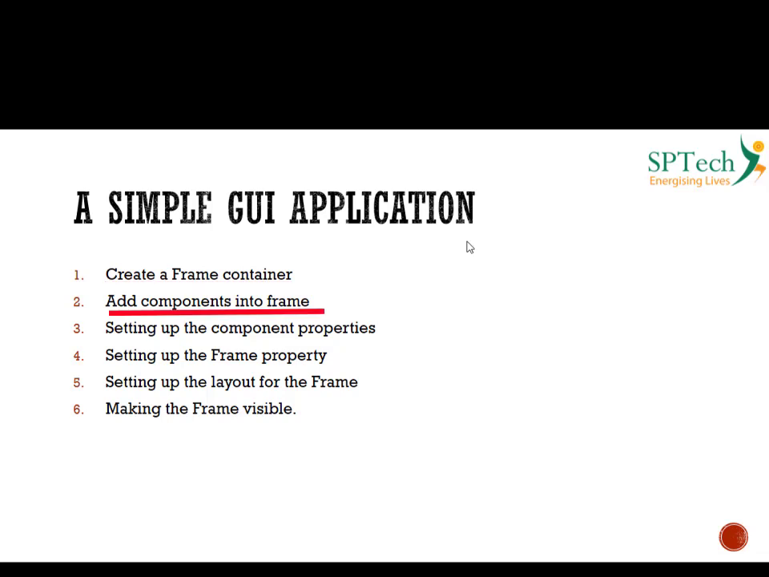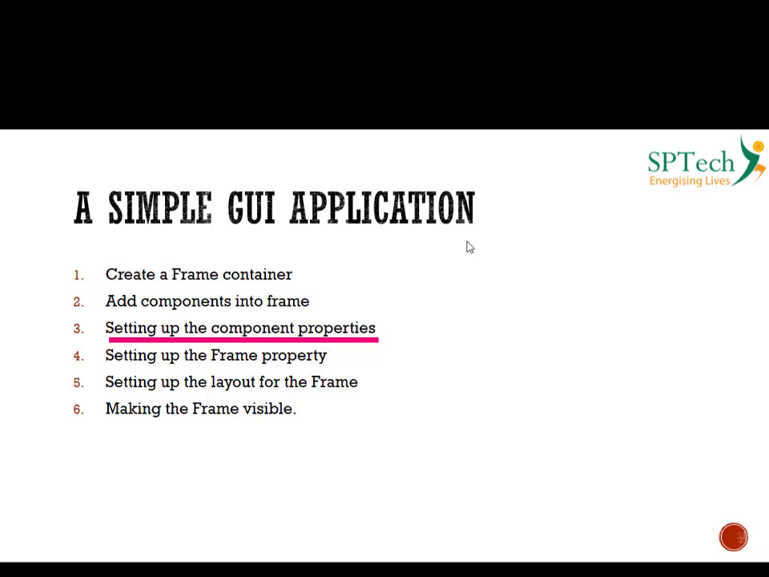After creating the container, you have to start adding the components into the container. So if you create a container called a frame, then you have to start adding the components into the frame. Once you are done with that, you have to set up the component properties. Let's say you are adding a button or a text box. You have to set the component properties. What is the meaning of the component properties? I have to set the width and height of a button, and I also have to set the position of these components which has to appear inside that particular frame, which could be in terms of the XY coordinates.